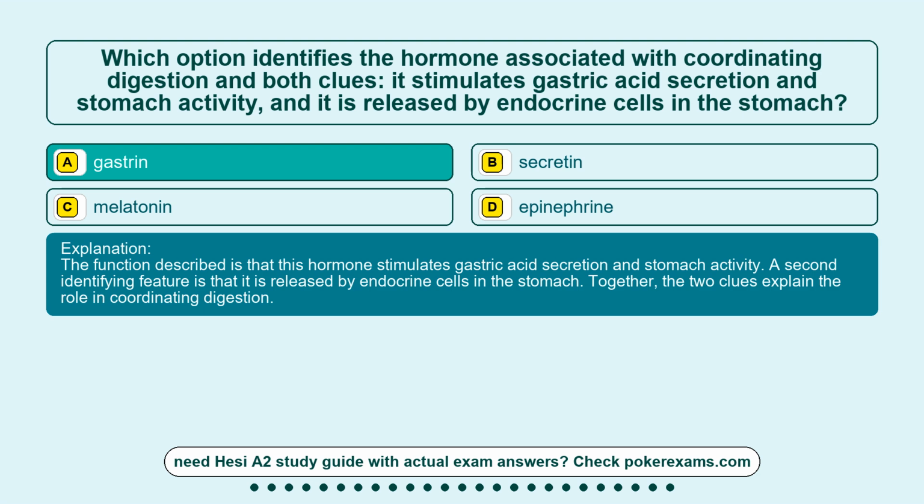The function described is that this hormone stimulates gastric acid secretion and stomach activity. A second identifying feature is that it is released by endocrine cells in the stomach. Together, the two clues explain the role in coordinating digestion.